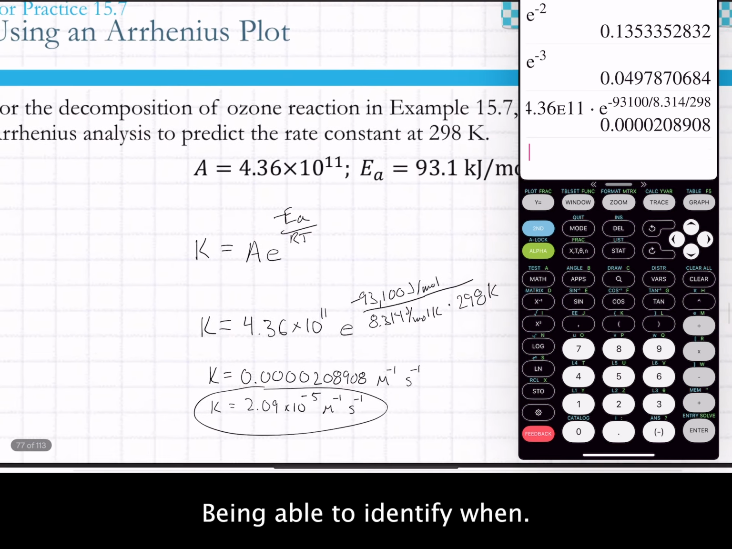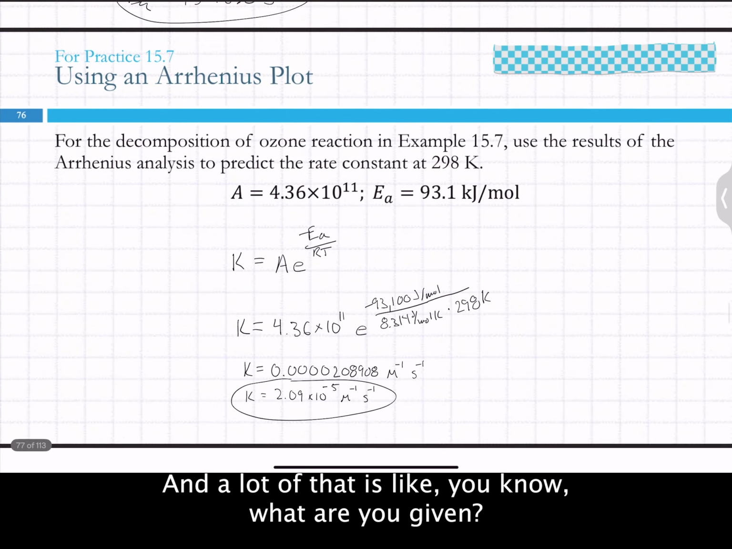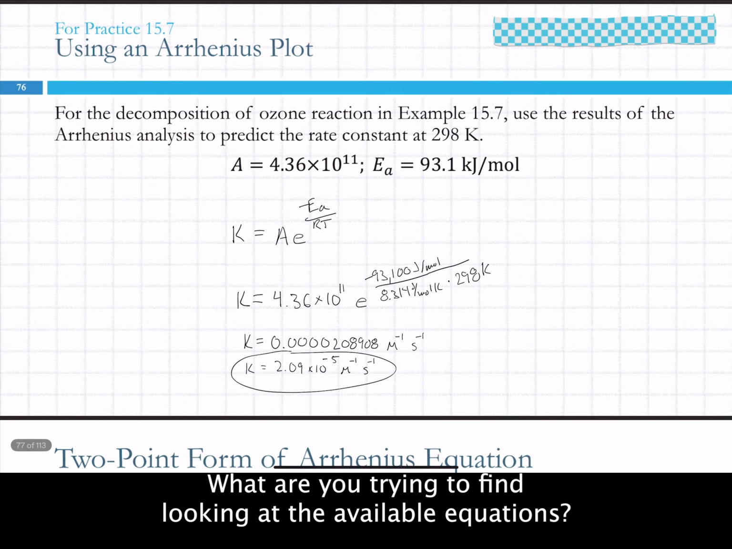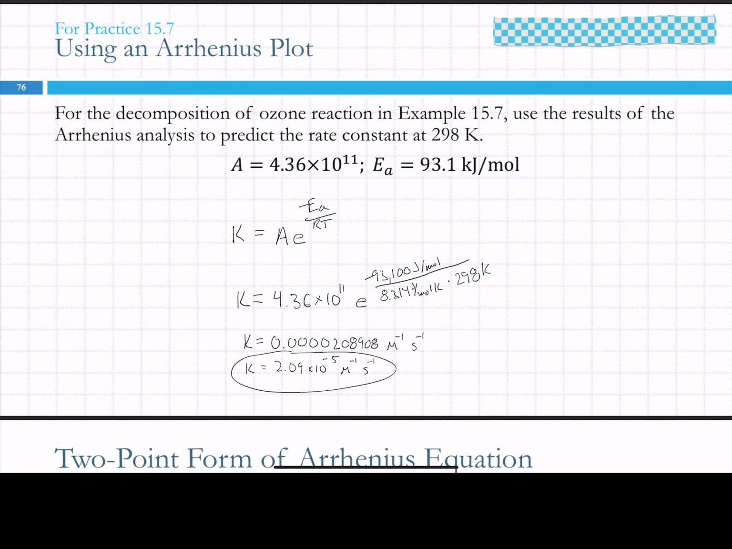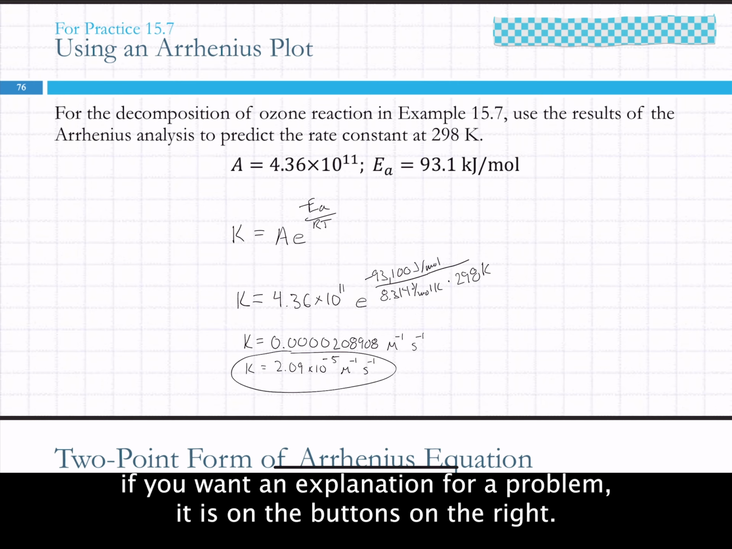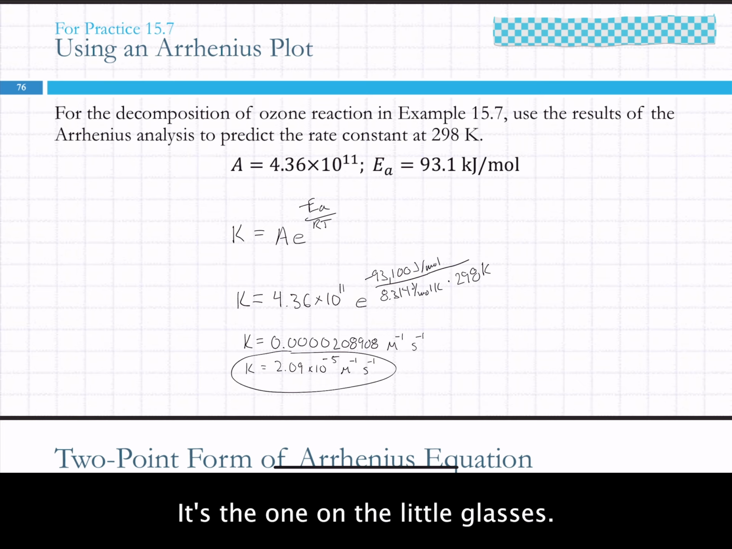Being able to identify when. And a lot of that is like, what are you given? What are you trying to find? Looking at the available equations. And I did look at, if you want an explanation for a problem, it is on the buttons on the right. It's the one with the little glasses.